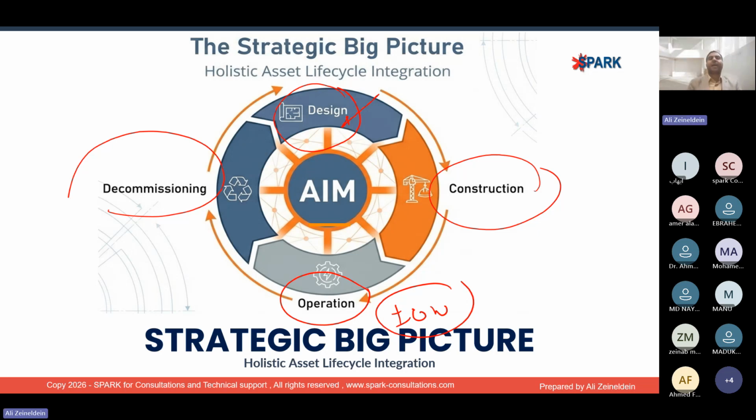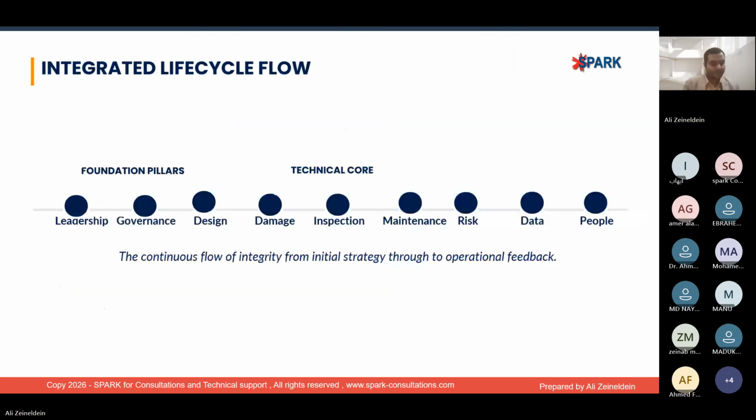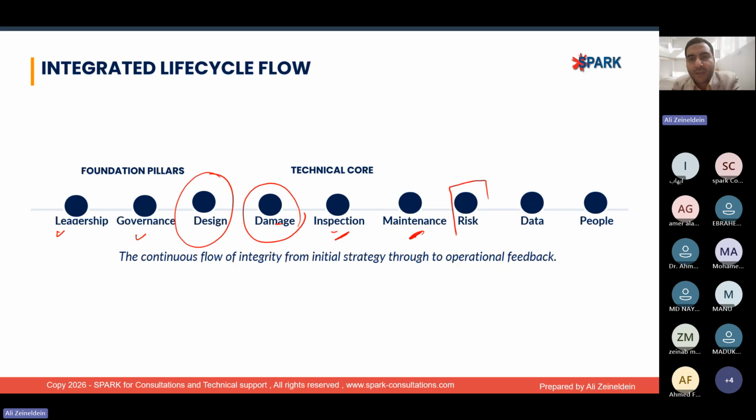And the integrated life cycle flow for asset integrity. Okay, it starts with leadership, then governance, then the design phase, as we discussed, then damage mechanisms and inspection, and then maintenance, and then achieving or minimizing risk, and finally data. And then people here means the competency of the team who are involved in the life cycle of asset integrity management.